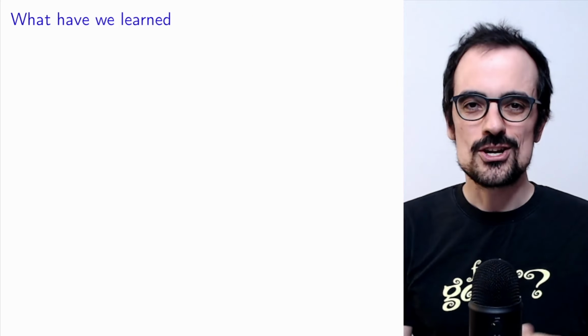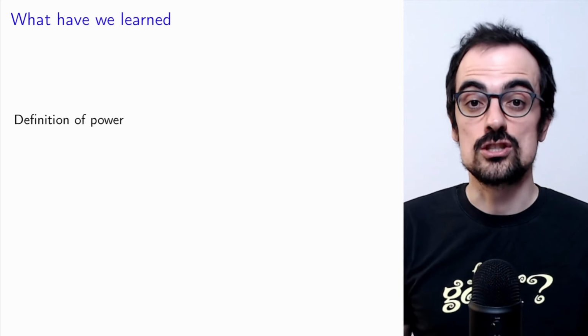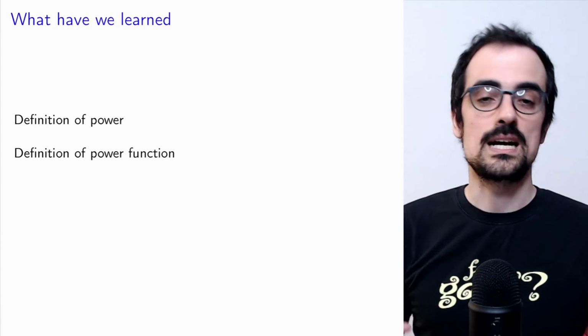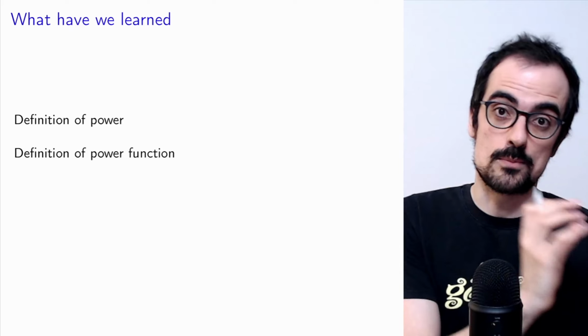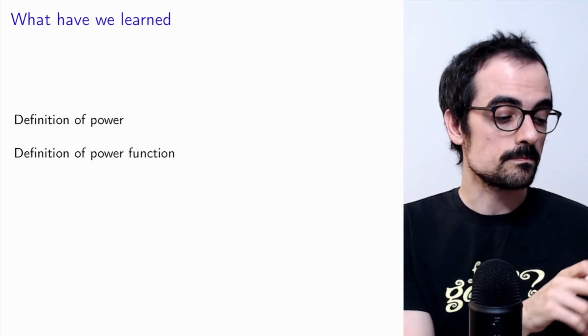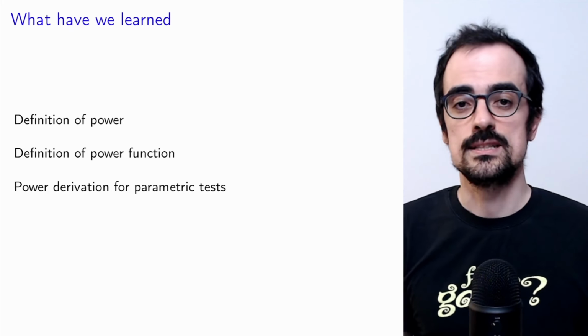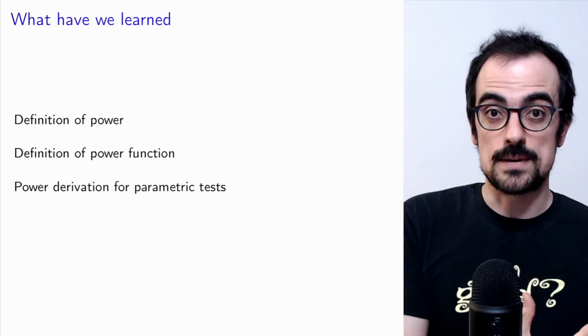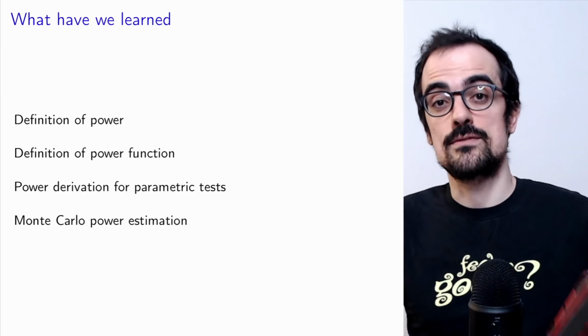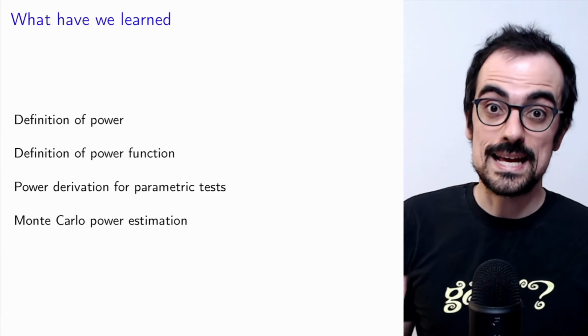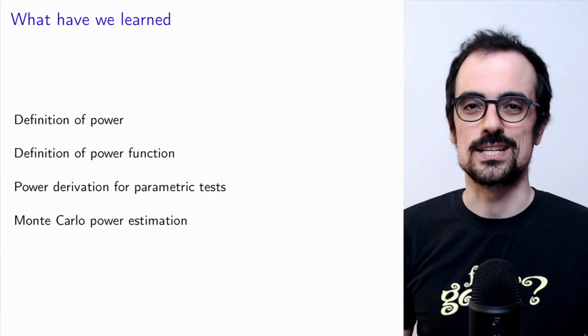Okay, so what have we learned? We have learned the definition of power, and the definition of the power function, which is defined for the null hypothesis and also for the alternative hypothesis. We have derived the power function for a parametric test. We have shown how to interpret it. And then we have shown you how to estimate the power using Monte Carlo simulations.